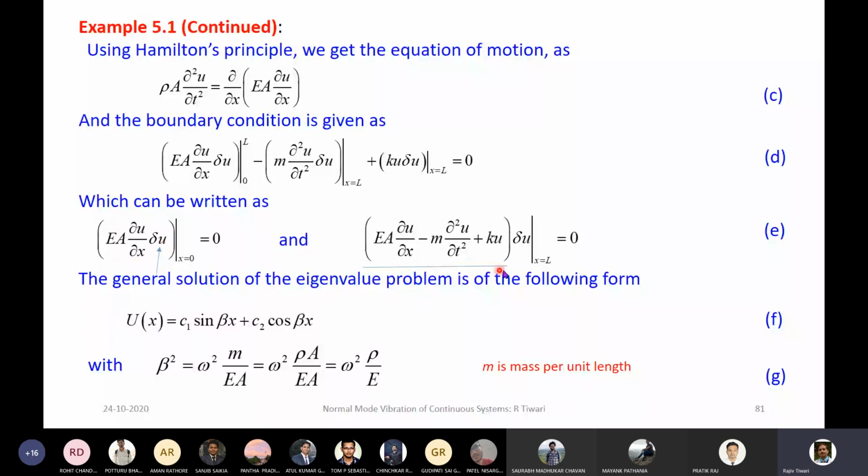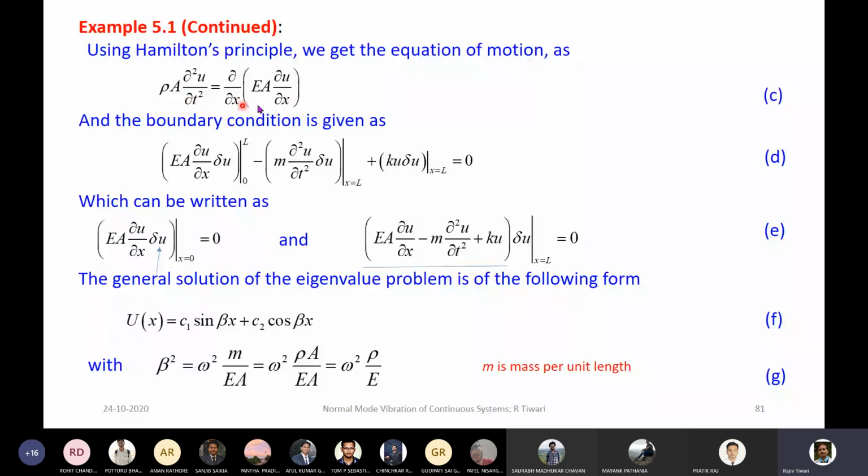In the second case, the free end, the displacement at x equal to L is not 0. So the term within the bracket will be 0 at x equal to L. So these are the two boundary conditions. The displacement is 0 at x equal to 0, and this term is 0 at x equal to L, where this is the axial force on the beam, this is the inertia due to the disk, and this is the spring force at the free end of the beam. So the governing equation remains the same, only the boundary conditions are changing.